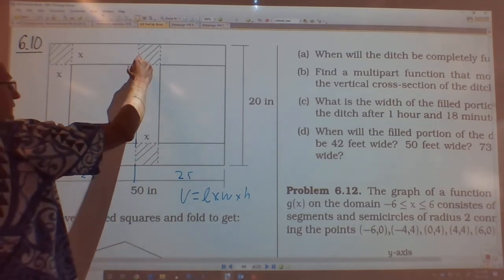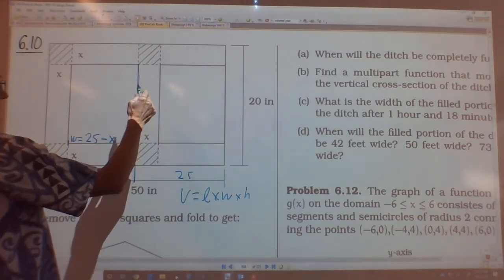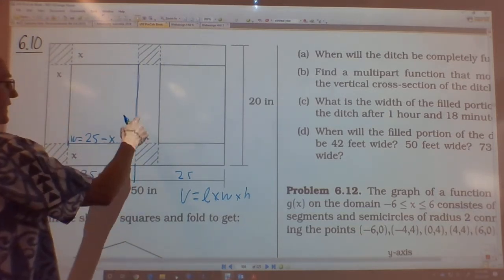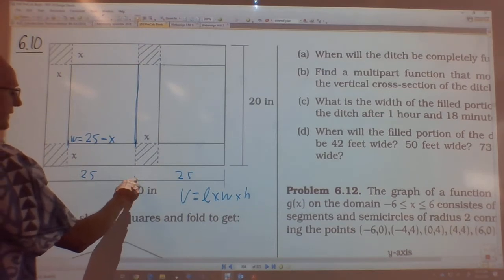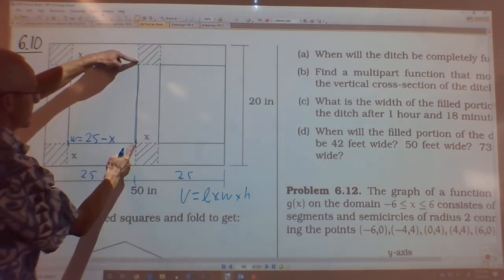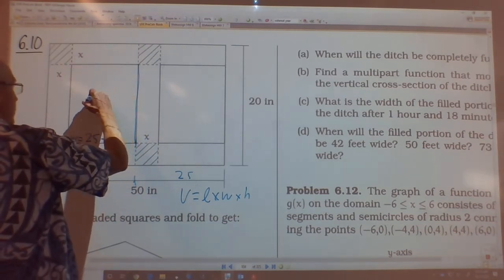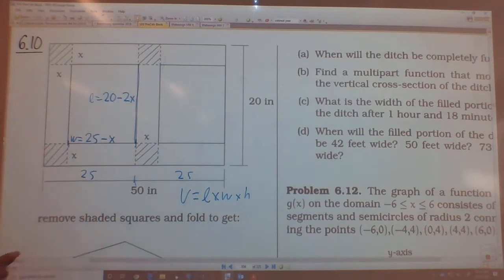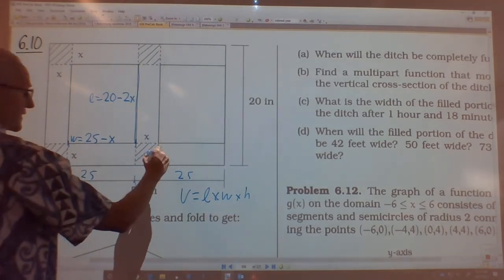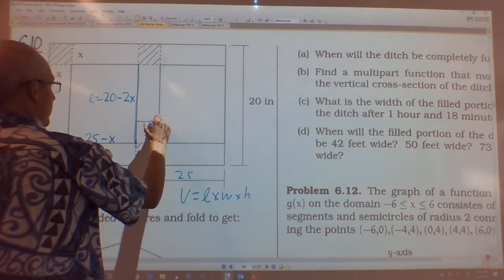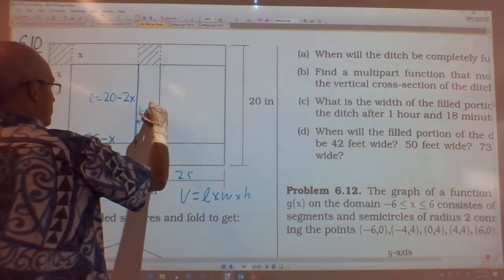Okay, and we do the same thing for here, right? This whole thing is 20. And so here we actually take out an X on this side and an X on that side. So it's 20 minus two X's. So the length here is 20 minus two X's. And the height is just X. This is the height of the box, so the height is equal to X.